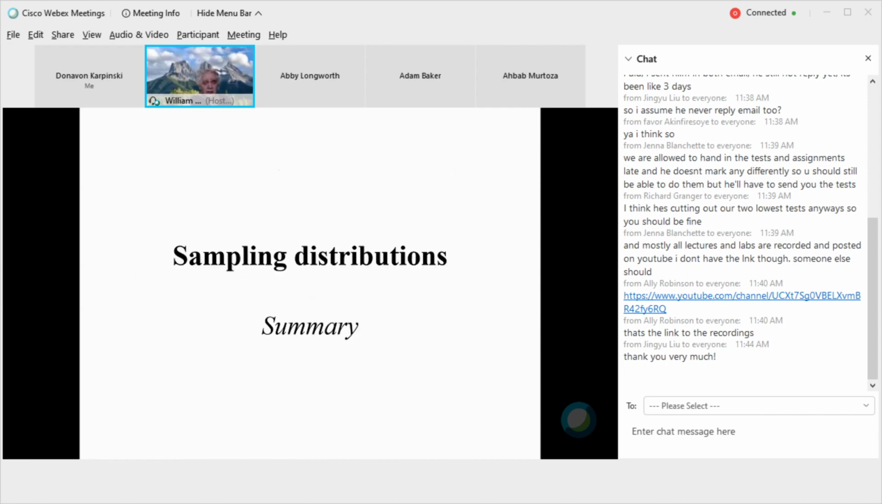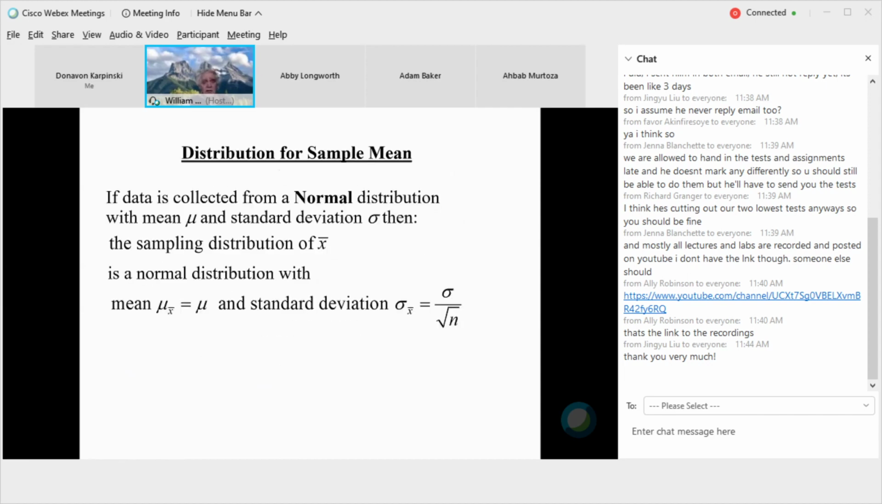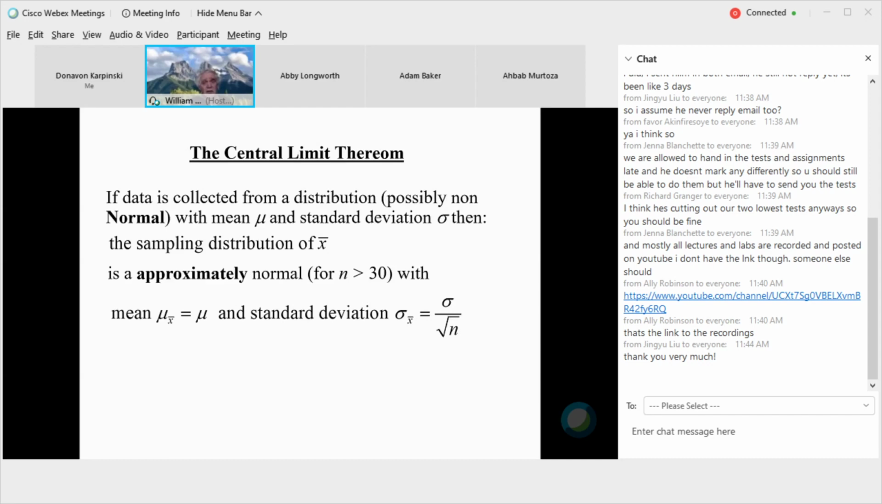So, quick summary. Distribution of a sample mean: it has a normal distribution. The mean is equal to the mean of the population. The standard deviation is the standard deviation of the population over the square root of n. The central limit theorem says that this is true, even if the population being sampled is not normal, if the sample size is large enough.